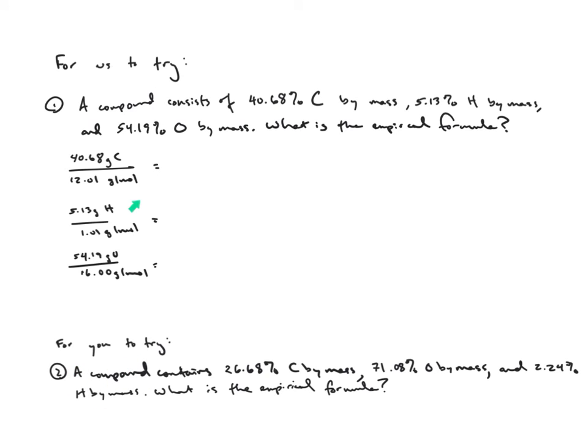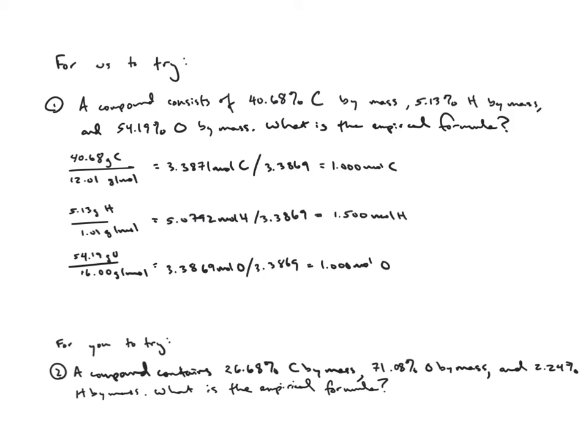But this problem up here says a compound consists of 40.68% carbon by mass, 5.13% hydrogen by mass, and 54.19% oxygen by mass. What is the empirical formula? So we're going to treat this just like we have every other empirical formula problem so far. We're going to take all of the percentages and convert them into grams, and then divide by the molar mass. So I'm going to do that real fast. Okay, so we've done that successfully. Now we're going to divide by the smallest number. Okay, so we've divided by the smallest number now, and what we get is 1, 1.5, and 1.